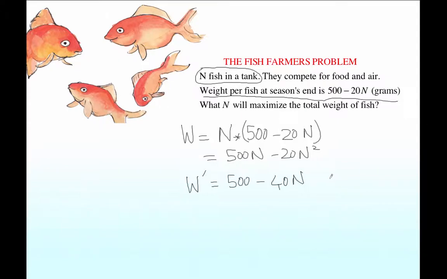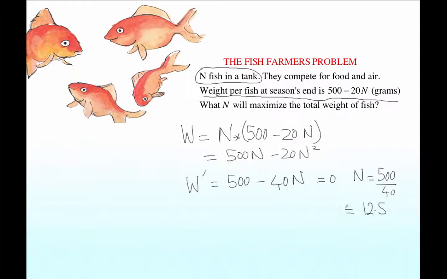And if this is to be 0, then N obviously has to be 500 divided by 40. And this is 12.5. Now, what's the meaning of 12 and a half fish? Either you have 12 fish or 13 fish. In this case, you have 12.5.